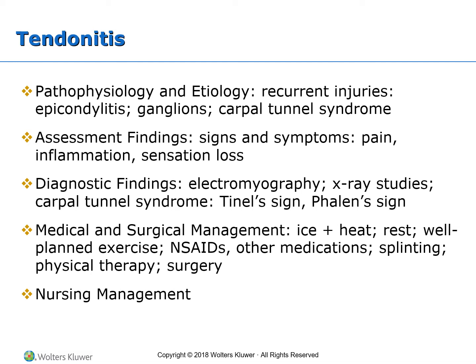Other tests are the Tinel sign, which is a test that elicits tingling, numbness, and pain for clients with carpal tunnel syndrome, and the Phelan sign, which involves having the client flex the wrist for 30 seconds to determine if the pain or numbness occurs. A positive sign for carpal tunnel syndrome. The examiner percusses the median nerve located in the inner aspect of the wrist to elicit this response.